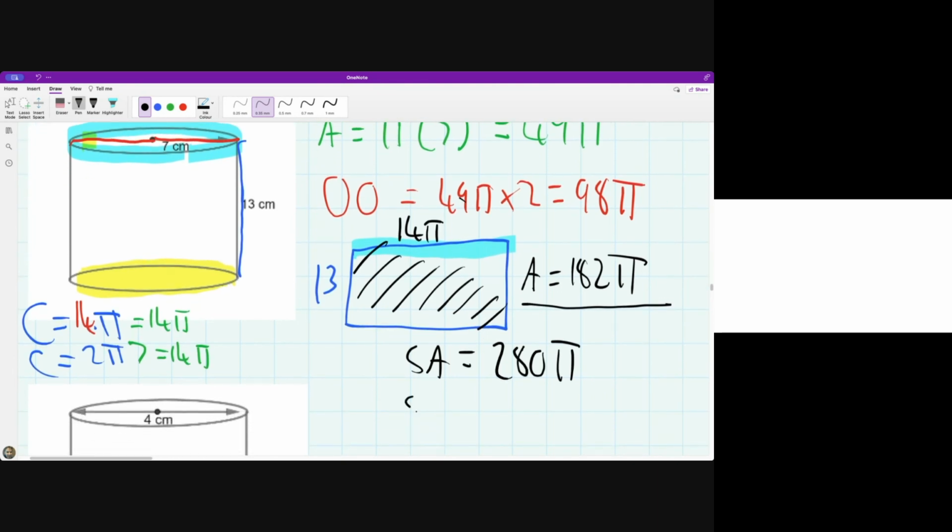Now, if you want to actually put a full number in there, you just go 280 times pi, and you would get 879.65 centimeters squared.